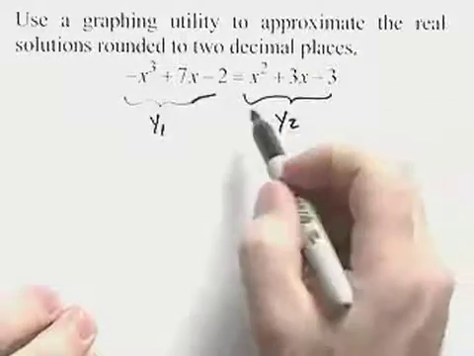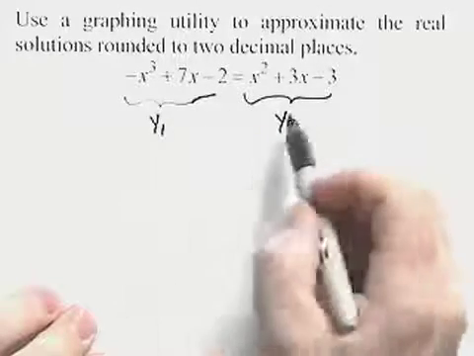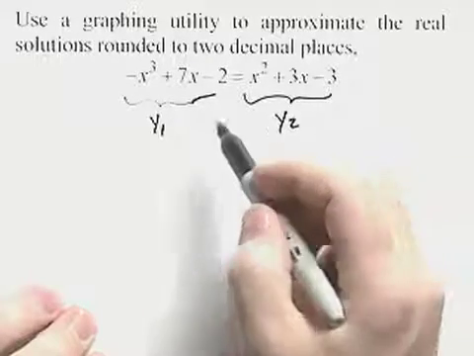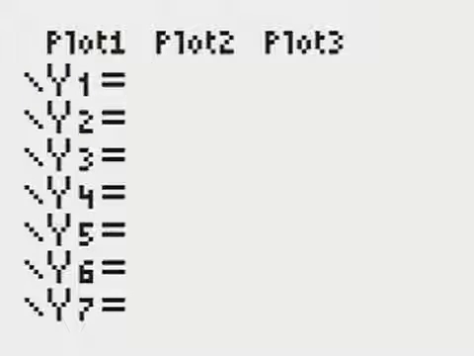Since we find out where they cross, those are the points of intersection, and they'll have the same y values, and that's what we want. We want y1 to equal y2. So finding the points of intersection will get us our solutions. So we're going to go to our graphing calculator, go to our y equals screen.